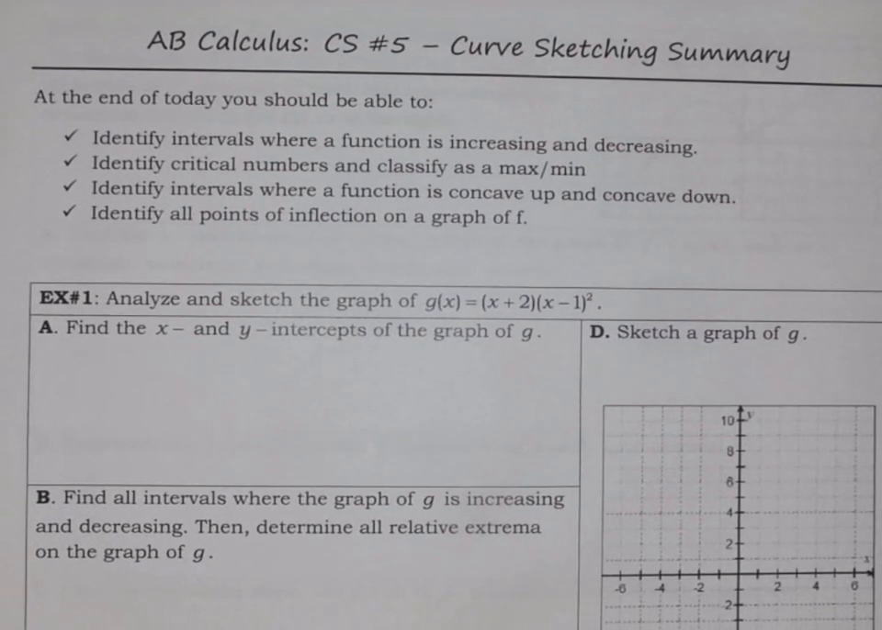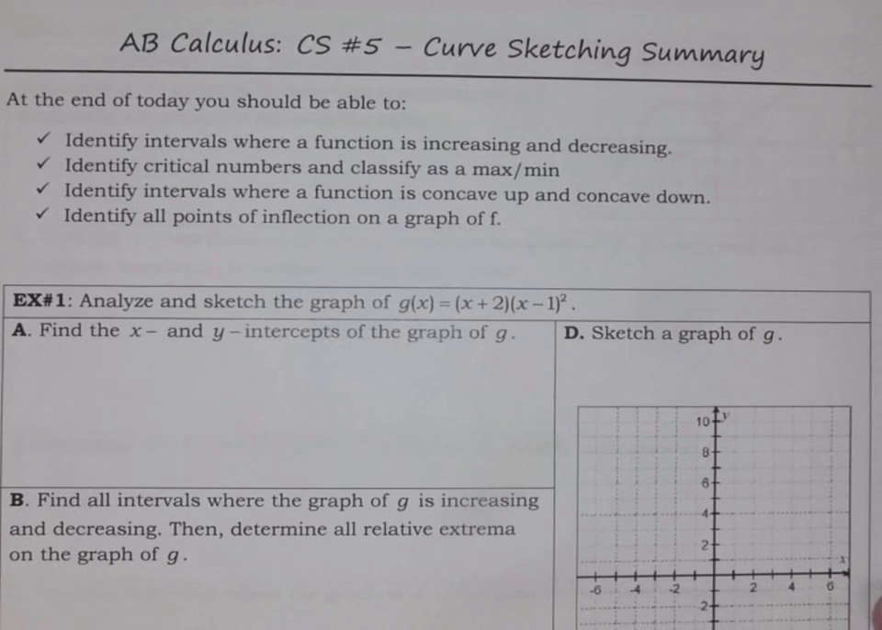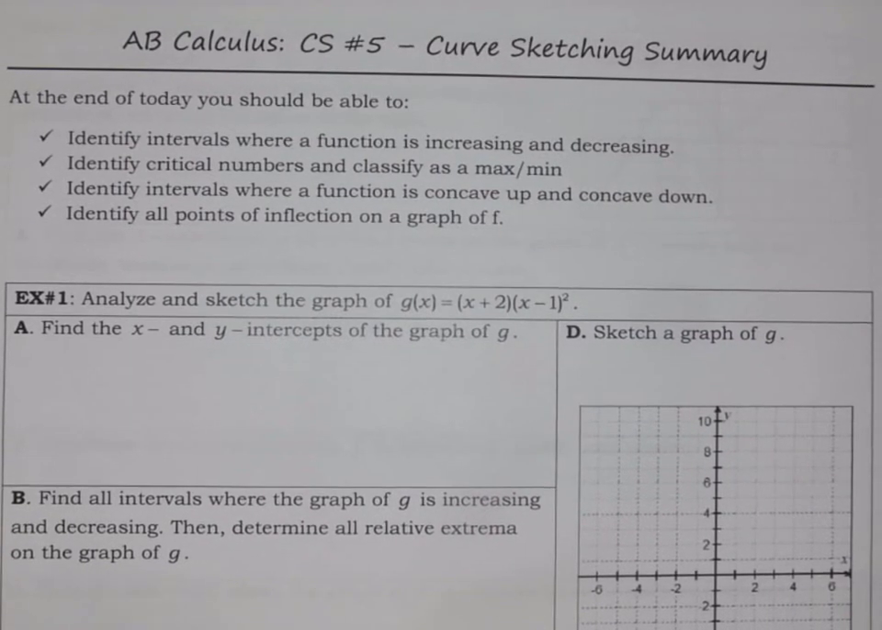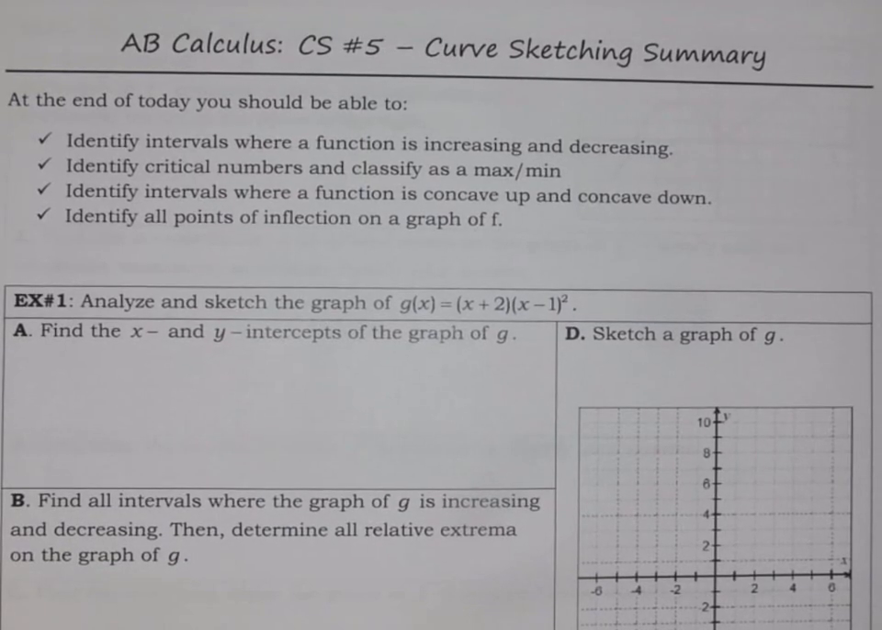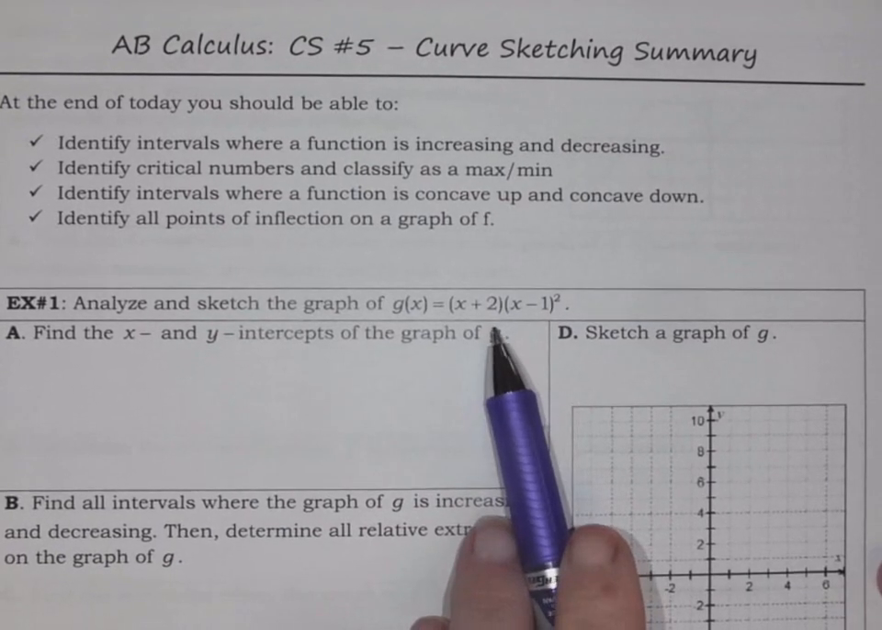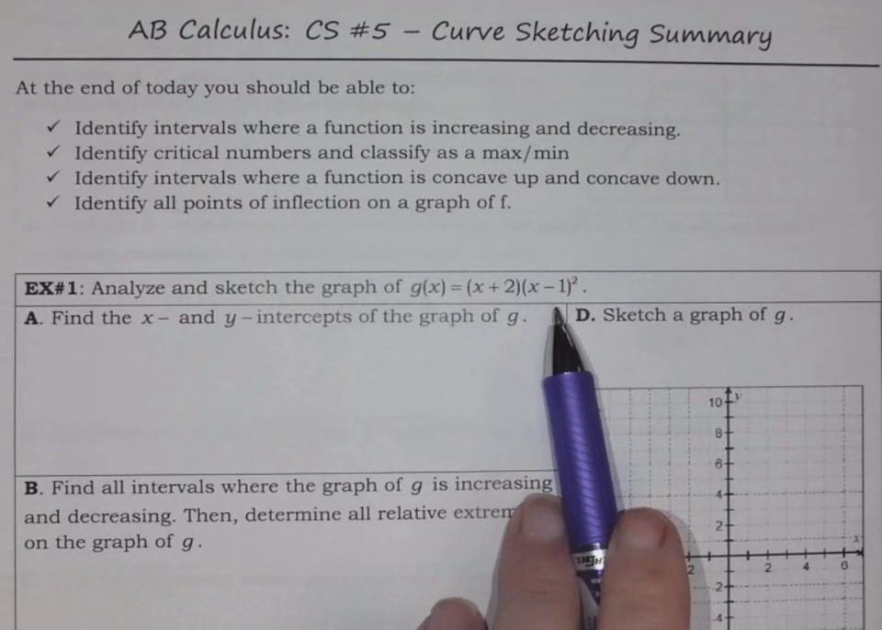All right, today we're going to put all of our curve sketching together. So we're going to be finding increasing, decreasing, concave up, concave down, max, mins, points of inflection, all of it all at one time. So the first one is from an equation. So we've got g of x is equal to x plus 2 times x minus 1 squared.